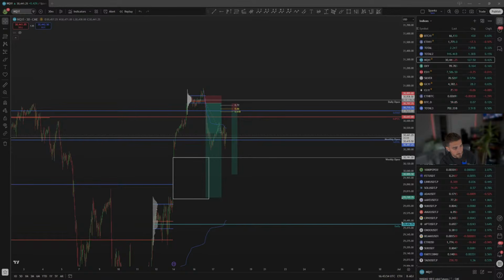Why would my value area high, value area low and POC not be good support and resistance?